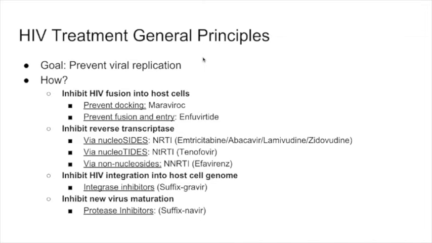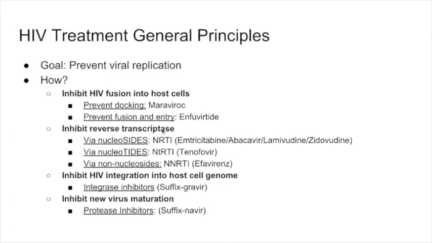The first step that we can do in preventing HIV replication is to prevent the fusion of the HIV virus into the host cells. And we can do that in two different ways. We can prevent docking of the virus into the host cell, and that is accomplished by using a drug called maraviroc. Or we can prevent fusion and entry of the virus into the cell, and that's a drug called enfuvirtide. Enfu from fusion. So that is the first step that we can do.